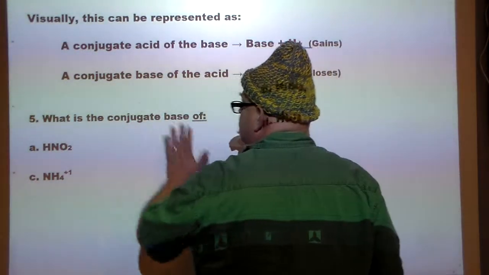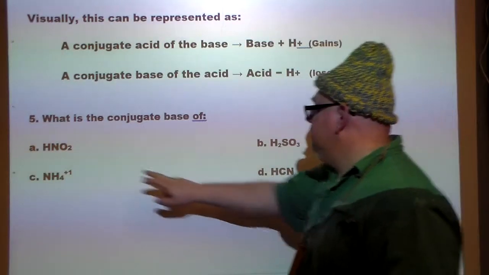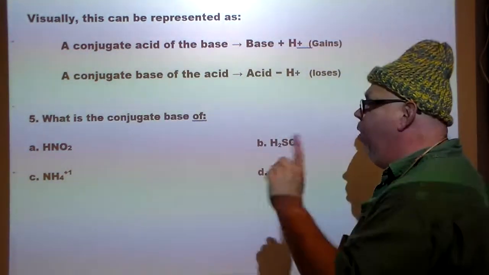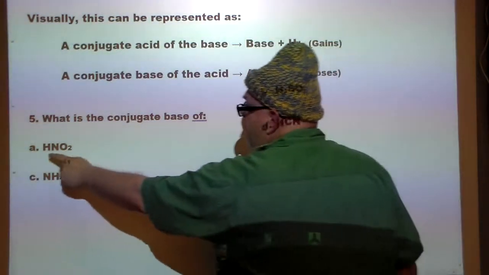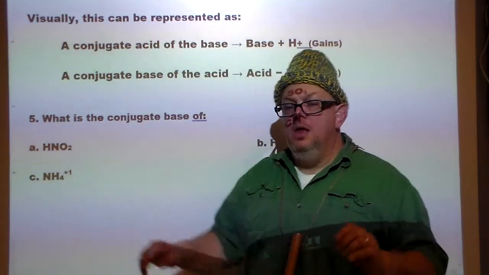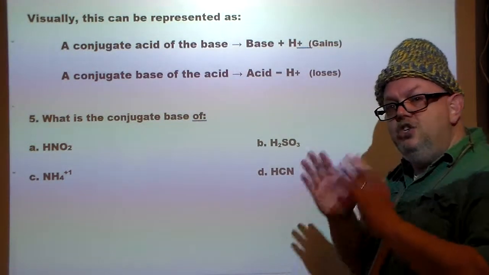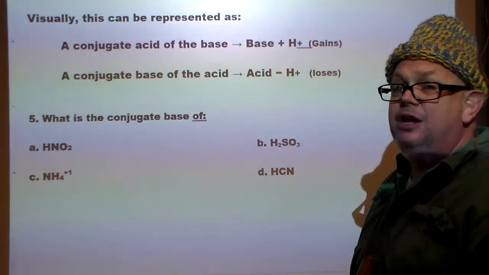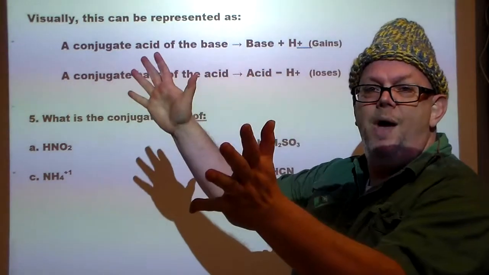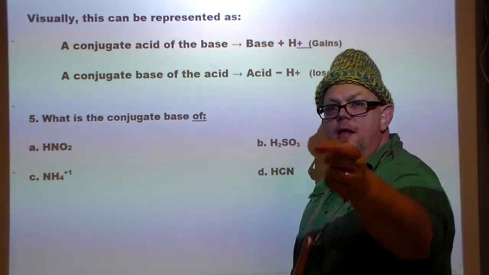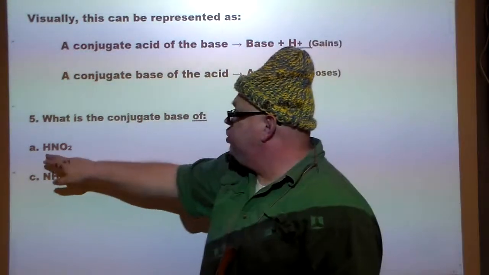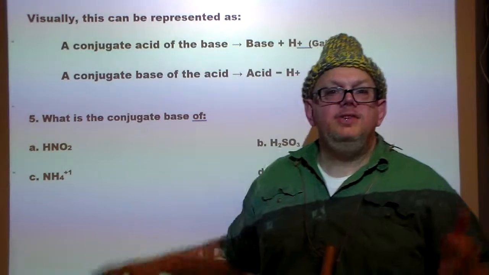So here we've got some examples. All of these are acids. How would I know that they are acids? Well, one clue is that you have hydrogens at the beginning, with the notable exception of NH4+. When you see an H at the beginning of the formula, that's a clue that it's an acid. Why? Because you have a hydrogen ion that's going to be given away, because that's what acids do. They donate protons. So, when we look at the conjugate base of HNO2, well, hey, it's an acid.